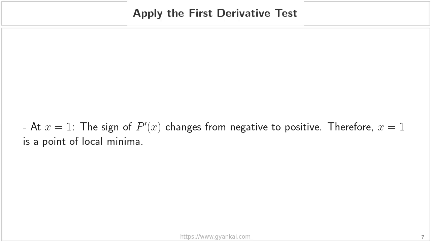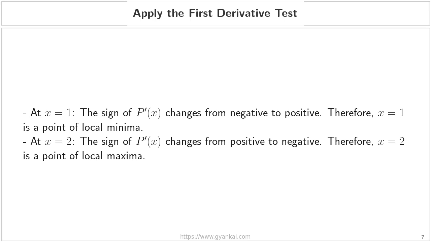We observed that the sign of p prime of x changes from negative to positive as we pass through this point. Based on the visual logic we discussed earlier, the function is moving from a descent to an ascent, which confirms that x equals 1 is a point of local minima.